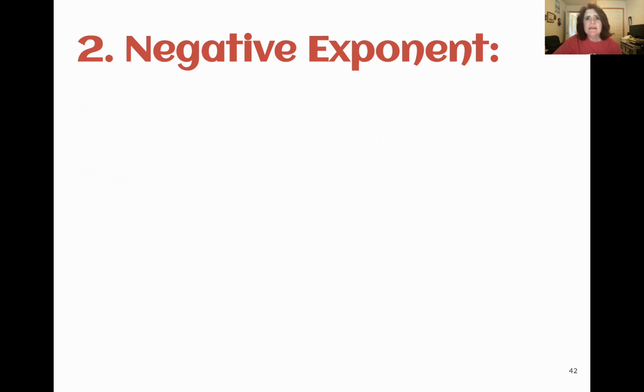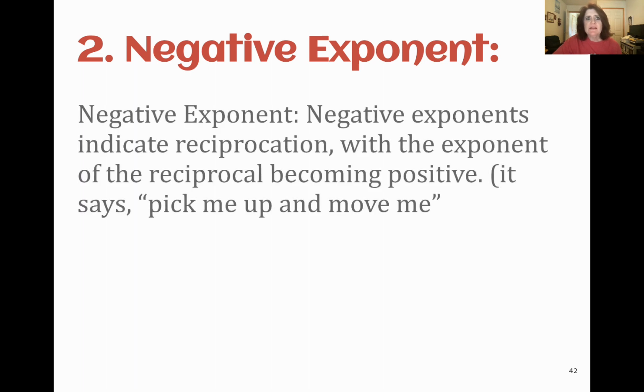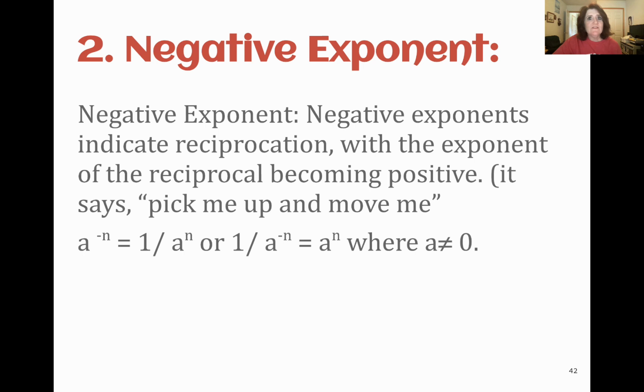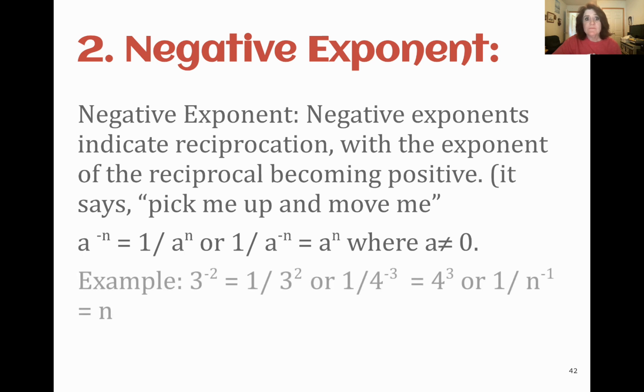Rule 2 is the negative exponent. A negative exponent indicates the reciprocation with the exponent of the reciprocal becoming positive. It essentially says, pick me up and move me. So a to the negative n is equal to 1 over a to the n. The negative says, pick me up and move me. 3 to the negative 2 is 1 over 3 squared. Or 1 over 4 to the negative 3 is 4 to the third.